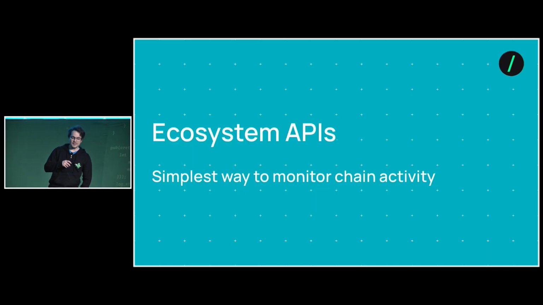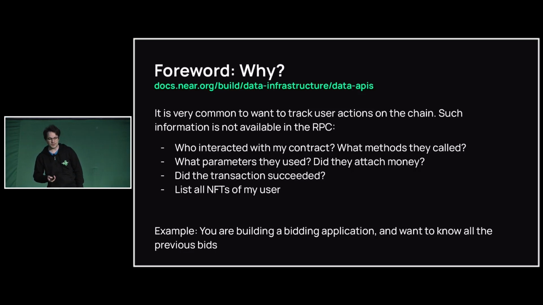Now, something that I want to talk about, and actually the whole reason why I ended up deciding to make this talk, was about this section. It's about ecosystem APIs, which are the simplest way to monitor chain activity. And I think that it's important to introduce this topic, at least with one slide.